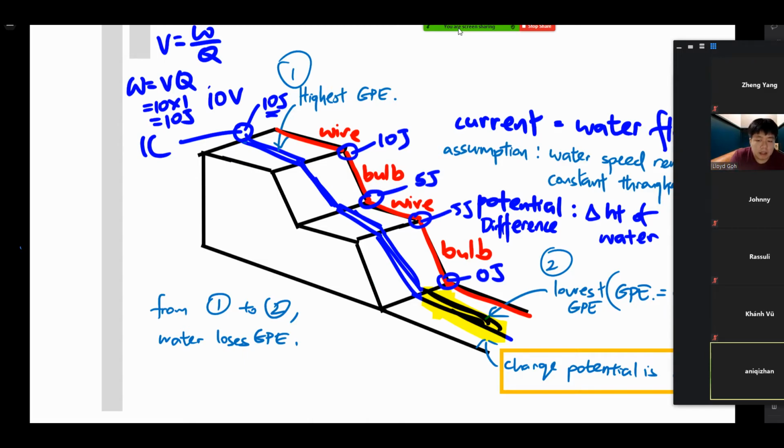Basically voltage is about the energy level of the charge. As the charge goes through a light bulb or any resistor or any electrical component, it's going to lose its energy, and you only get back its energy when it goes into the battery again. Okay, Anik, you okay? Is it clearer?